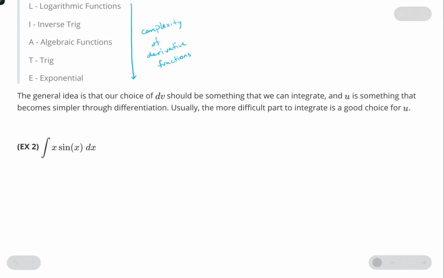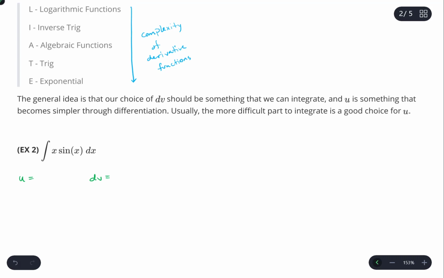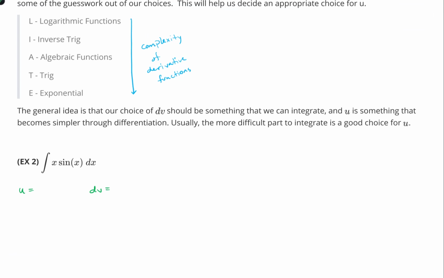Okay, so let's do another example. The integral of x times sine x dx. So the thing is, we need to pick something for u and something for dv. And we just go through this process of, like ILATE, for instance. So I don't have any logarithmic functions, I don't have any inverse trig functions, but I do have an algebraic function. So that's less complex than the trig function.